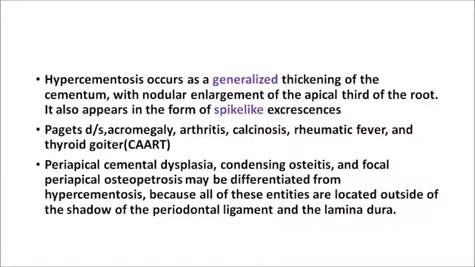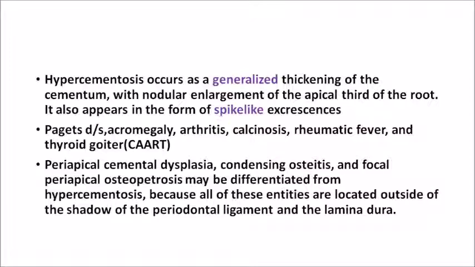Now, periapical cemental dysplasia, condensing osteitis and focal periapical osteopetrosis. These are the diseases which may be differentiated from hypercementosis. Why? Or how can we differentiate? Because these entities are located outside the shadow of the periodontal ligament. So how is the arrangement?